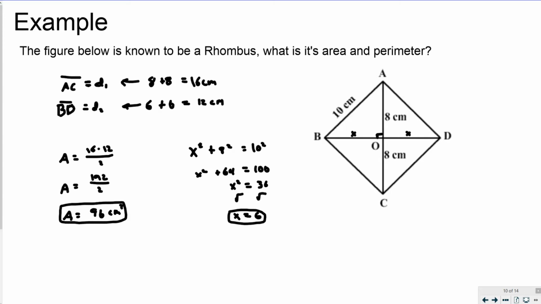And because I know this shape is a rhombus, this, and this are all congruent. So to find the perimeter, I can take 4 times the one side length that I know. So that just means that I have a perimeter of 40 centimeters.